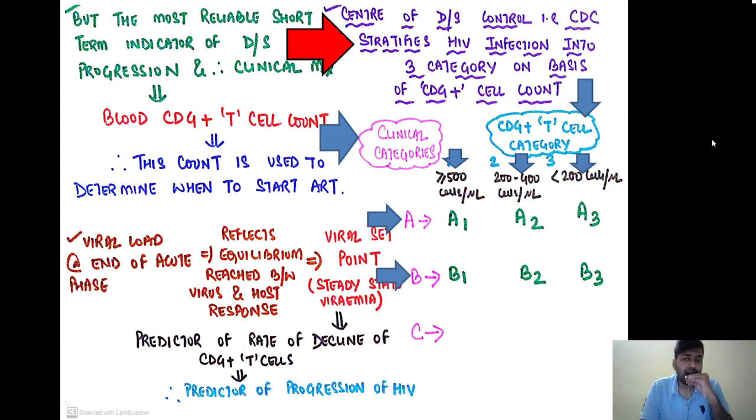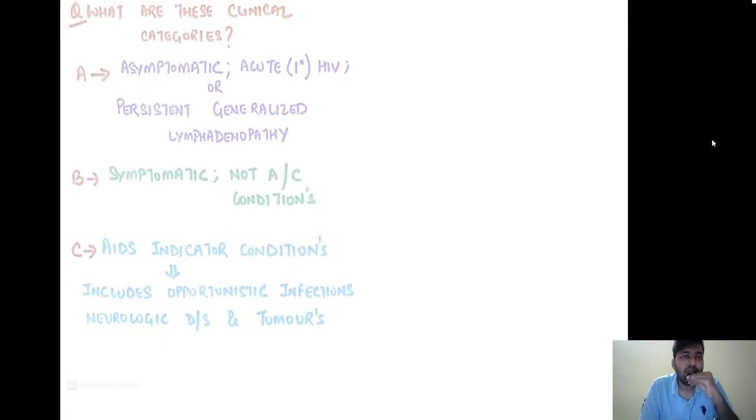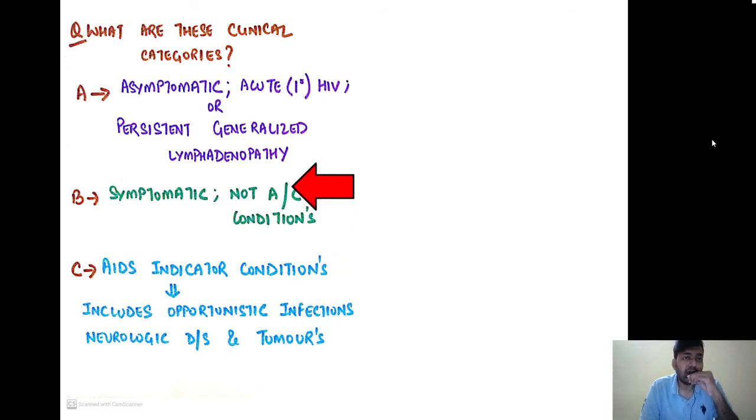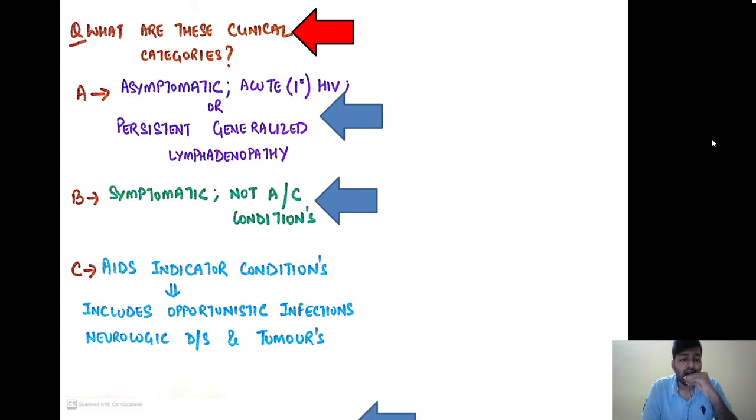Similarly, the clinical category B can be divided into B1, B2 and B3. Okay, so what are these clinical categories? Category A stands for asymptomatic or acute primary infection of HIV or persistent generalized lymphadenopathy. Category B is symptomatic, which is not falling under A or C condition, and category C is the AIDS indicator condition, when the person is developing signs and symptoms of AIDS, like opportunistic infections, neurological disease and tumor. As we have seen before, A can be divided into A1, A2, A3, B can be divided into B1, B2, B3, and C has no such division. So this is the CDC way of stratifying HIV infection.